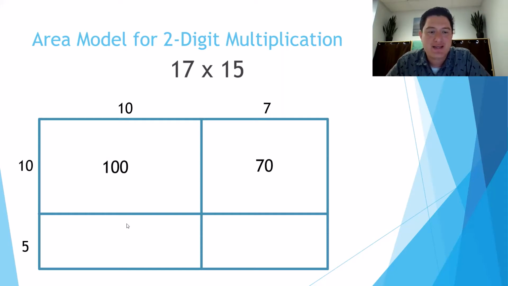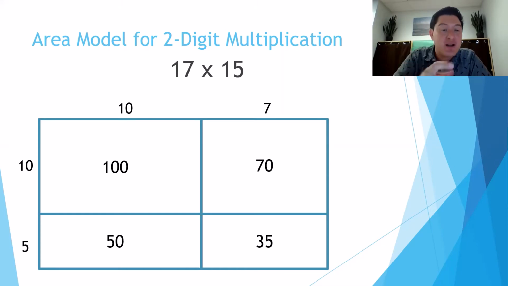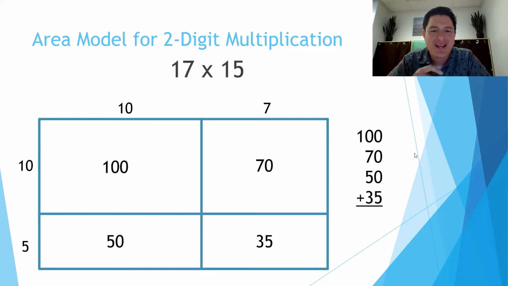This would be 10 times 5. You can count 5 tens or 10 fives. That is 50. And then our last one in the bottom right, we have 7 times 5. Think about that for a minute. Count my fives. It's 35. Okay, so I have 100, 70, 50, and 35. So what I want to do now is add all of my products. So that's 100 plus 70 plus 50 plus 35, which will give me the complete answer, or the product, to 17 times 15. So I'm going to give you a moment to think about that. What is 100 plus 70 plus 50 plus 35?